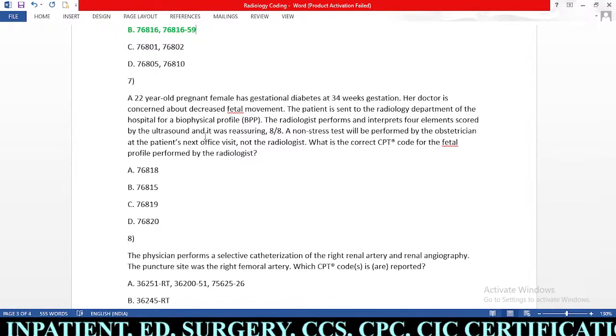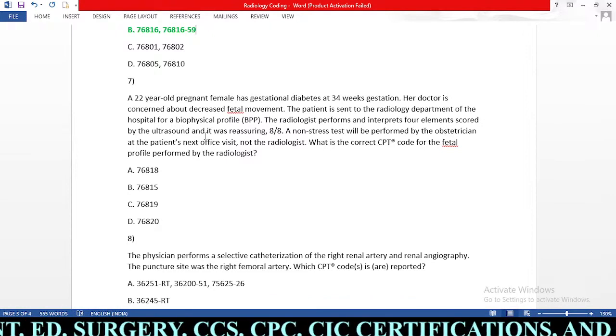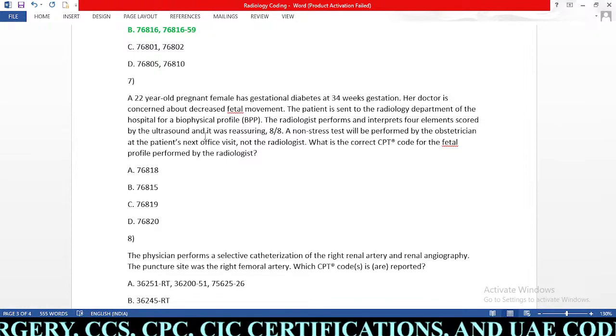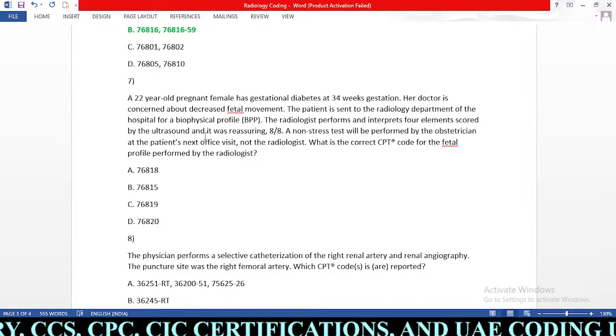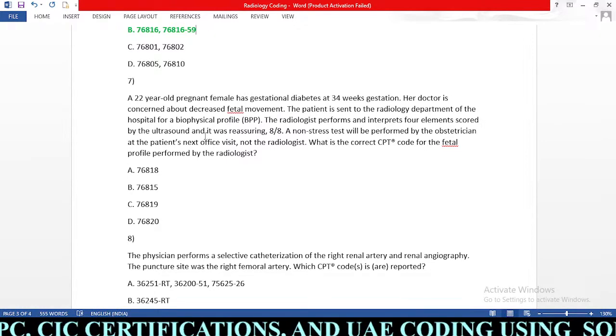So while writing CPC or while doing surgery coding, we need to check the guidelines related to the CPT code, above and below it, so that we can code properly.